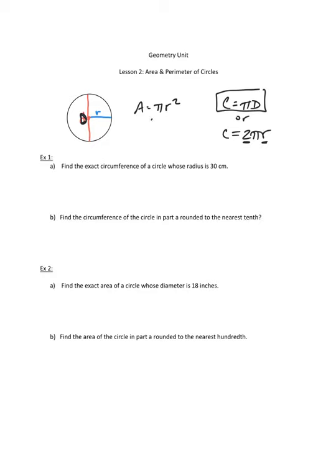Anything that has to do with area is anything that looks like covering the inside of a circle. That's area. And circumference is the outside of the circle, the perimeter. Anything that has to do with the outside is circumference. When a problem asks you, like in example 1, to find the exact circumference or exact area, they're asking you to express your answer in terms of pi.